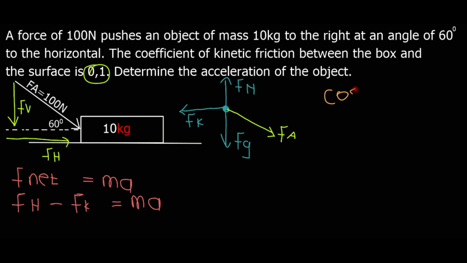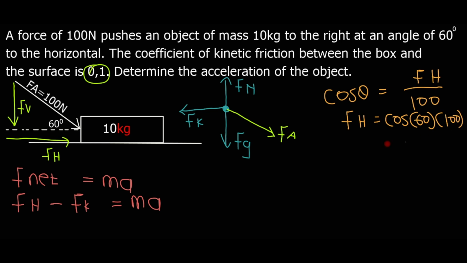We use cos theta, adjacent over hypotenuse. Adjacent is FH and hypotenuse is 100 newtons. From there, FH equals cos 60 degrees times 100. So we get 50 newtons.